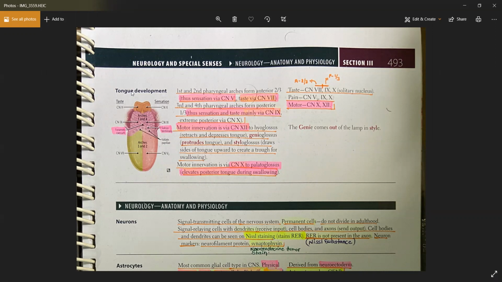Then comes the tongue development. You divide the tongue into the anterior 2/3 and the posterior 1/3. From the sulcus terminalis, you have the foramen cecum. Does anyone remember what the function of this foramen cecum was?